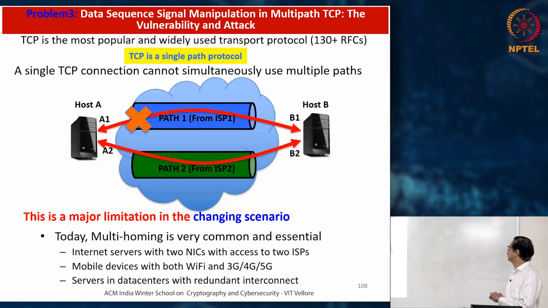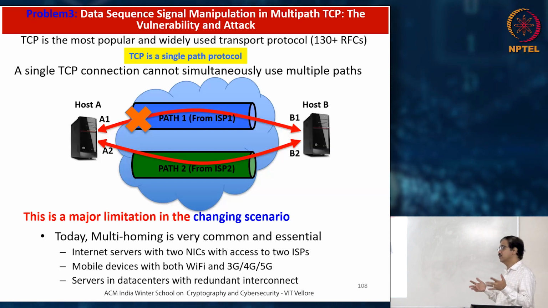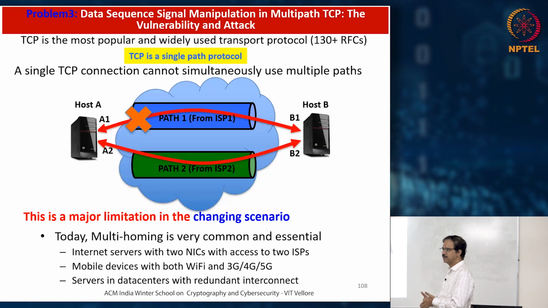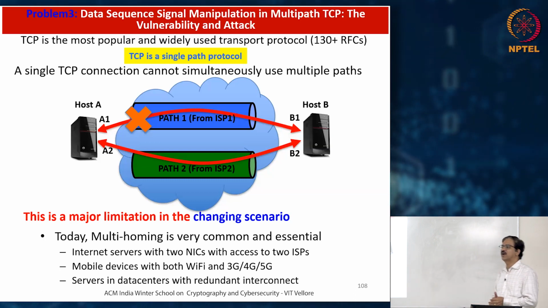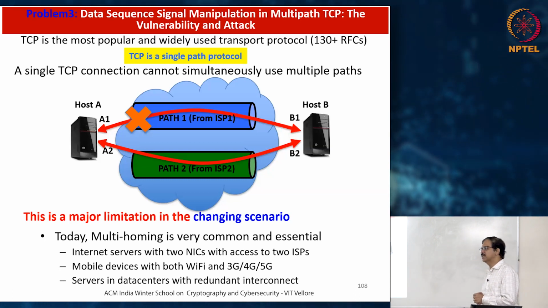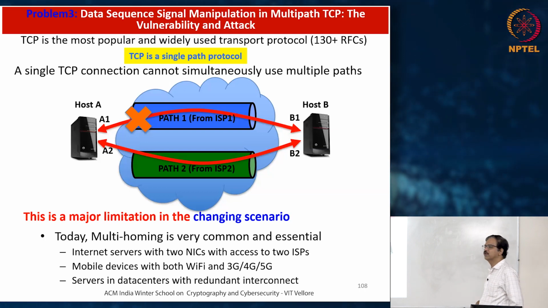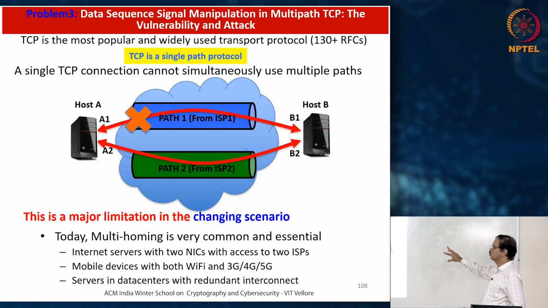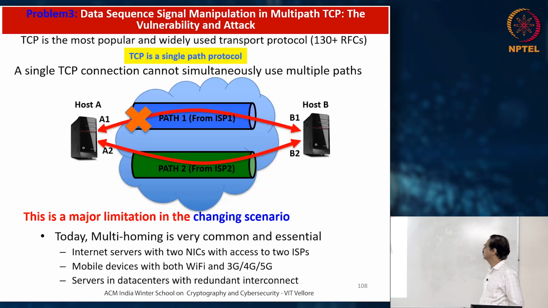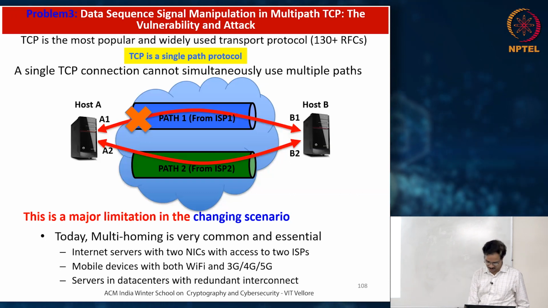So we cannot say that it has not done its job, but at the same time, we emphasize the fact that it has its own limitation in terms of path. So this is a scenario, hosts A and B, both of them have two network interface cards. So they should be able to use both, but TCP allows you to use only one for a given connection.